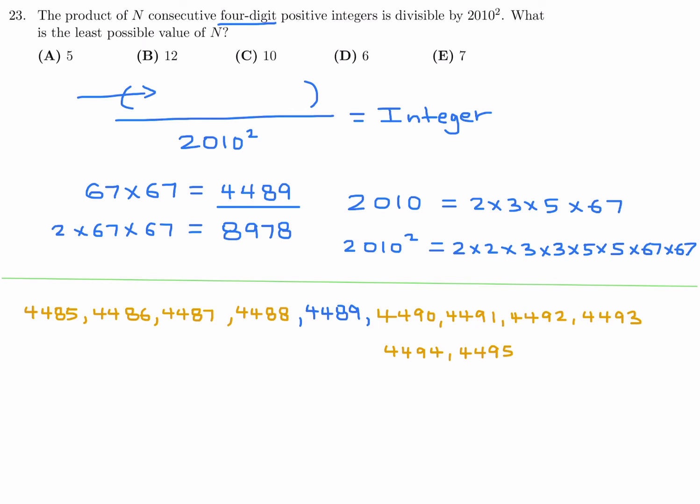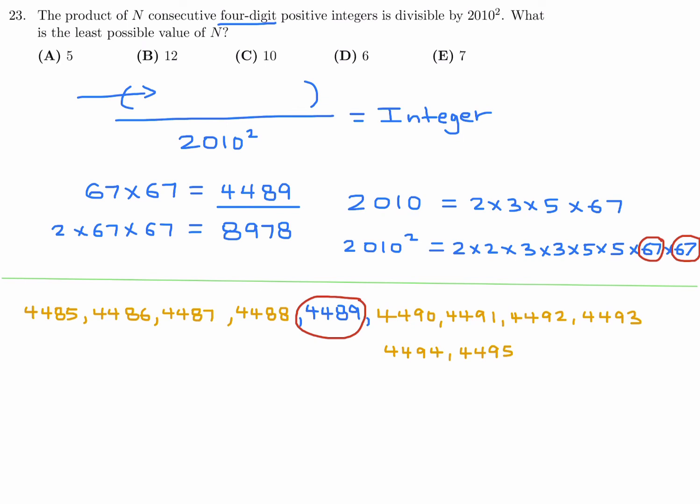Okay, so I've got to ensure that every single one of these prime factors is included in the numbers that I choose. So I'm starting with 4489. So 4489 is obviously divisible by 67. It was 67 times 67. So that means this one takes care of these two. Okay? Now we can go in either direction. We can go this way or that way. It doesn't really matter. I'll just go this way, and then we'll see what happens.